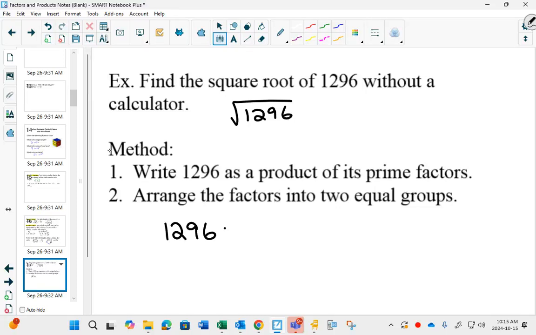So what does that look like? Well, if I have 1296, I hope you can see that you could divide it by 2. It's going to be 2 times 648.